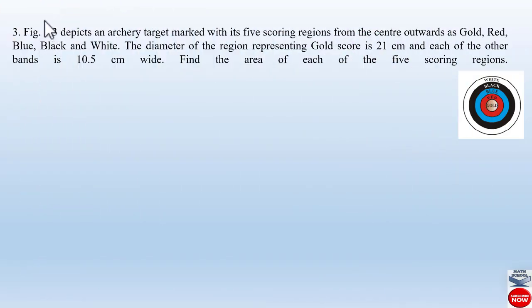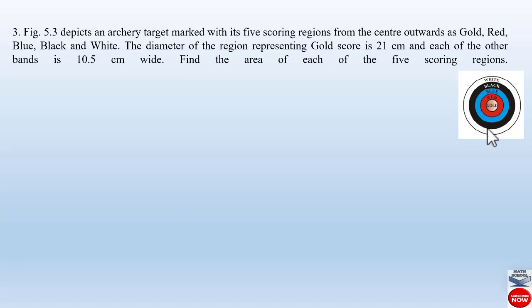Question number 3 from chapter 5, areas related to circles, exercise 5.1 says, figure 5.3 depicts an archery target marked with its 5 scoring regions from center outward as gold, red, blue, black and white. The diameter of the region representing gold score is 21 cm and each of the other bands is 10.5 cm wide. Find the area of each of the 5 scoring regions.